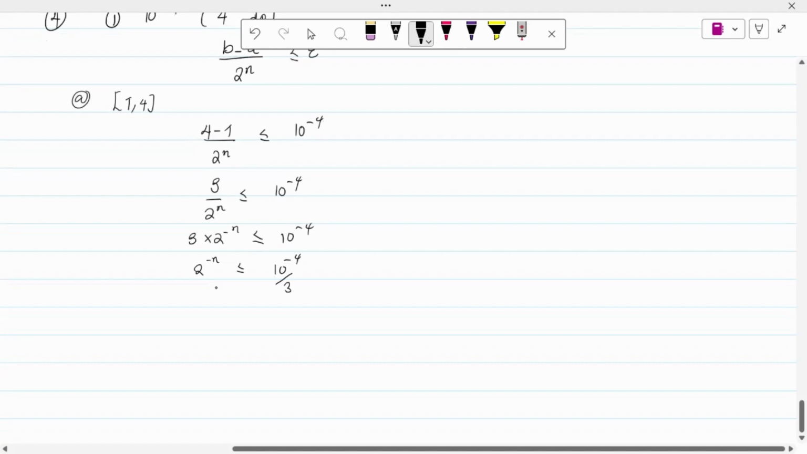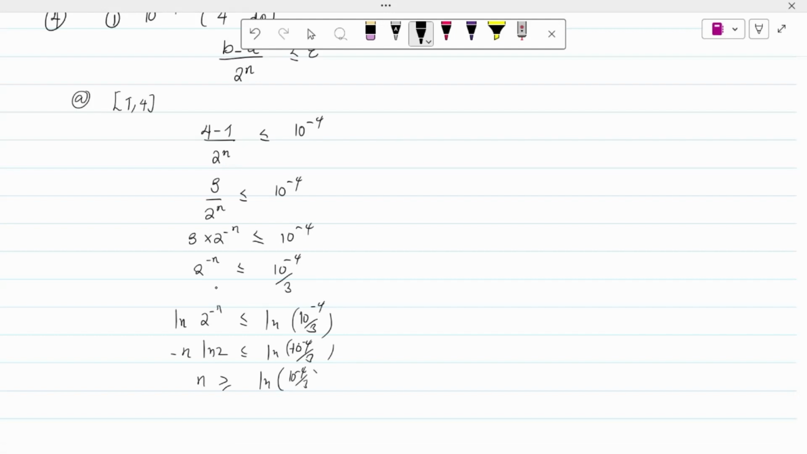Okay, so for you to solve for n, just introduce natural log on both sides. I think I showed you last time. You drop n, you have negative n times natural log of 2, and then also find the natural log of the other side. Then you divide by negative, and you see that n will be greater than or equal to natural log of 10 to the power negative 4 over 3 divided by natural log of 2. So this will be the value of n.